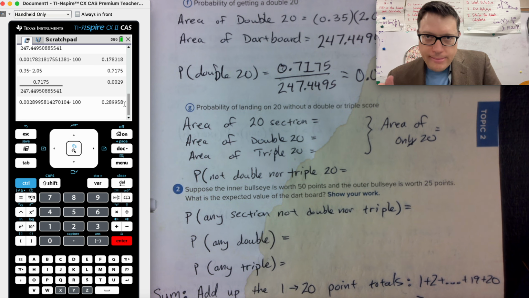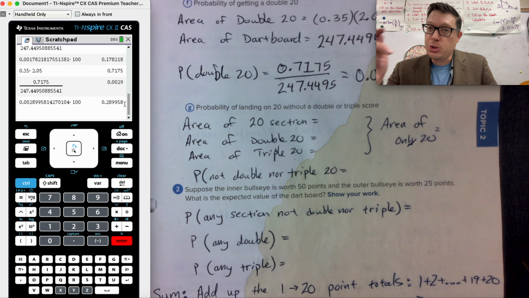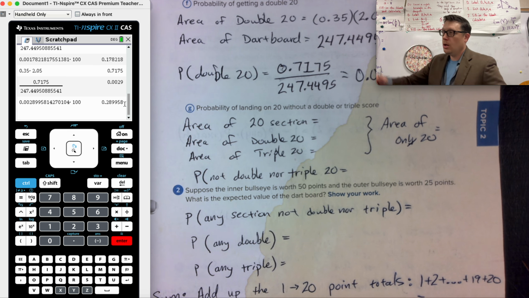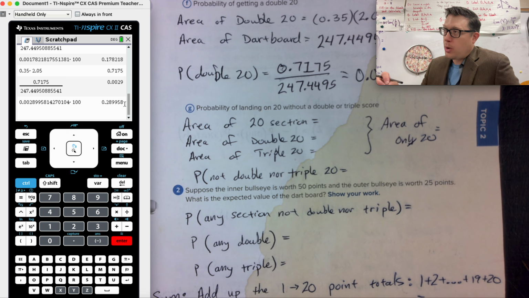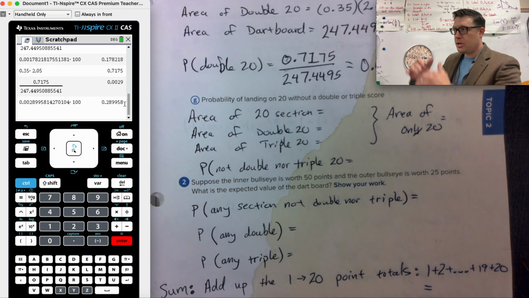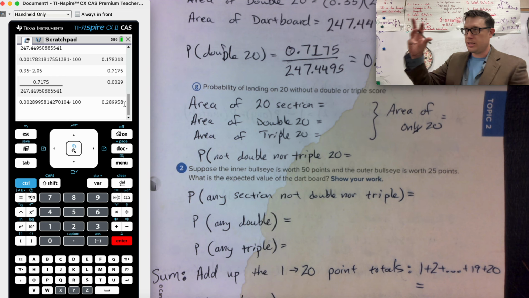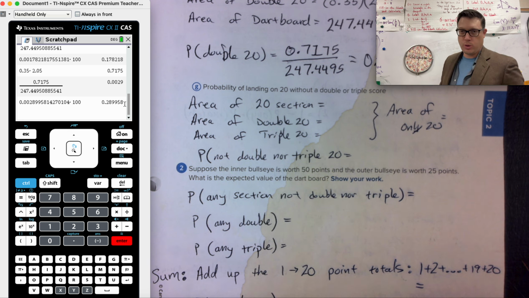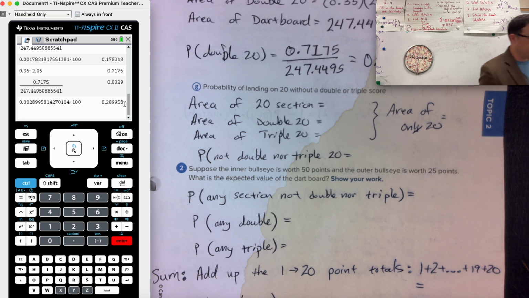Did you hear me describe that? Are you watching this on closed captions so you can see along with what I'm saying? To find the area of single 20, we're going to get the entire 20 sector and we're going to subtract out the double 20 section and the triple 20 section. And I'm going to go look at my previous notes.